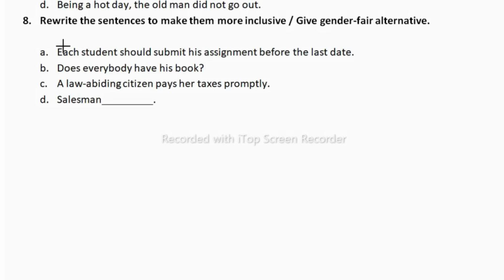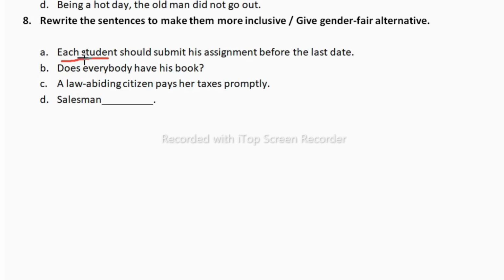Next, the bit 8.1. Rewrite the sentences to make them more inclusive and give a gender-free alternative. Now, "Each student should submit his assignment before the last date." What is the error in this? Remember students, whenever you get each student, everyone, anyone, it looks like we are talking about a group, but it is singular. It is a singular subject.